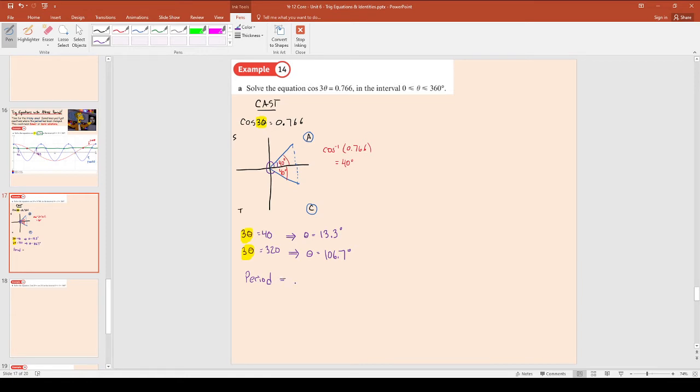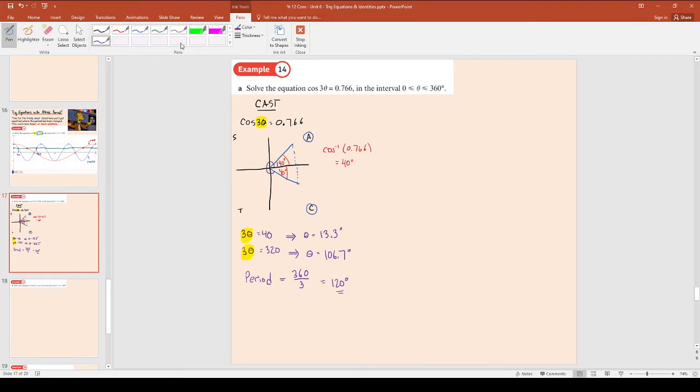Now normally, for cos, it's 360 degrees to make it repeat, right? But if it's 3 theta, it's squeezed by a factor of 3, which means it's going to fit 3 times as many in. So what we're going to do is divide by 3. It means that it only takes 120 degrees for cos to repeat itself.